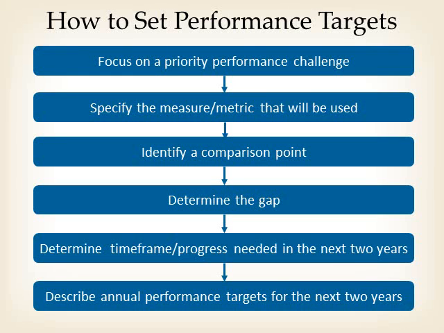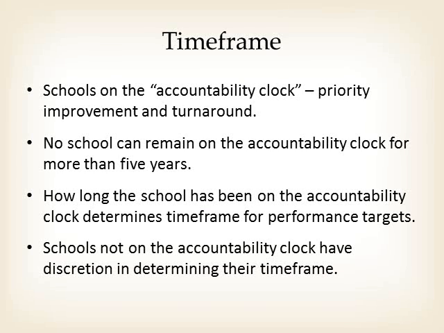Once the gap has been determined, it is time to determine the time frame for closing the gap and how much progress can be made in the next 2 years. Schools with priority improvement or turnaround plan type assignments are on the accountability clock. The time on the accountability clock for schools with priority improvement and turnaround assignments is indicated on the front of the school SPF. According to state statute, no school can receive these plan type designations for more than 5 years, but the state can take action for any school receiving a turnaround plan type assignment for 3 years.